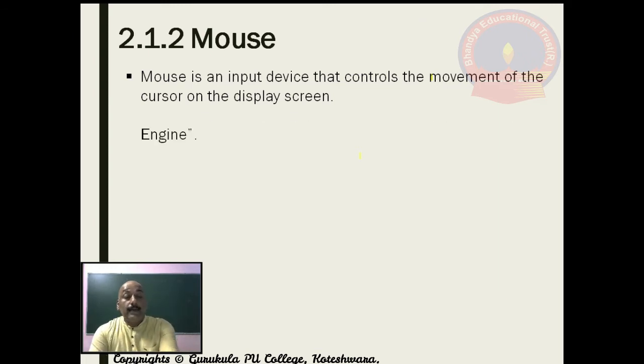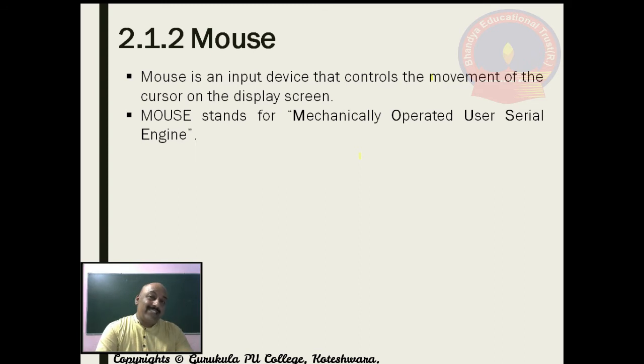So what does mouse stand for? What is the actual full form of mouse? How did the name mouse come? Mouse is mechanically operated user serial engine. So that's the reason this word came. MOUSE, mechanically operated user serial engine. This is the reason the name mouse came for this device.